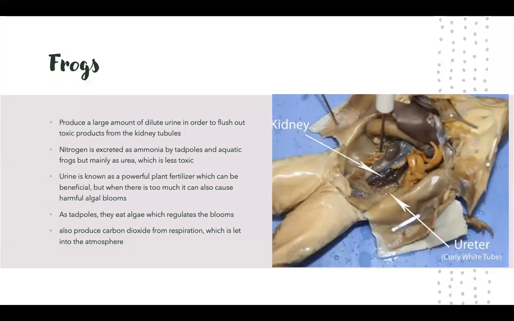Frogs produce a large amount of dilute urine in order to flush out toxic products from the kidney tubules, which you can see in the photo. The nitrogen is excreted as ammonia by tadpoles and aquatic frogs, but mainly as urea, which is less toxic.